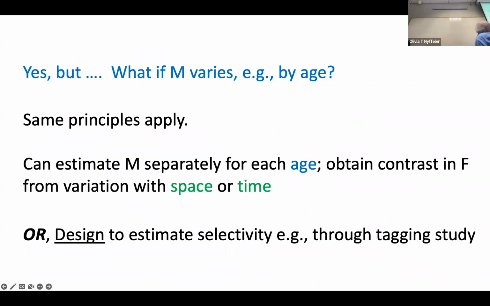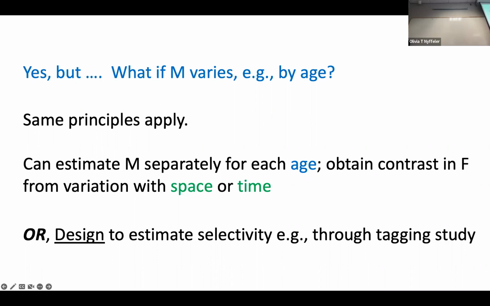And then people want to ask, yeah, but what if M varies by age? So they want to get more detail. Like before, people were saying we can't even estimate natural mortality and we have to use a comparative life history study. And now when you say, well, you can estimate natural mortality, they're immediately saying, yeah, but I want to know it by age. So the same principles apply. You could estimate M separately for each age. And then you have to get contrast, but you could do that from variation in space and time.